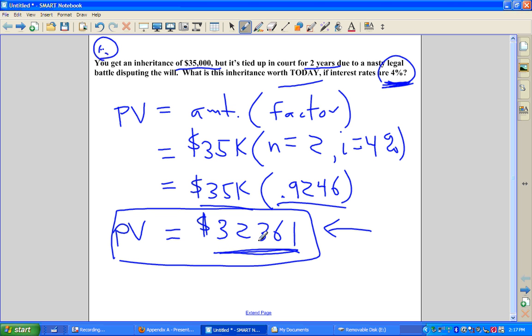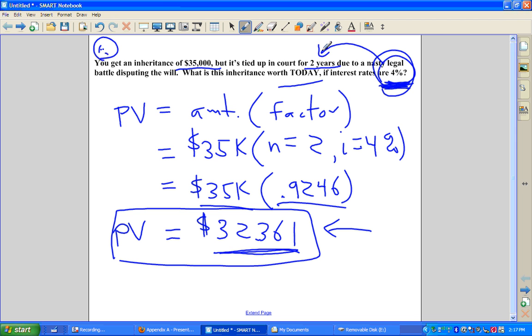What it means is I don't care one way or the other. I would take this money today, and actually if you calculate it, if I invested at 4% over 2 years, it would equal 35,000. Or I'm indifferent, or I don't care one way or the other if I get 35,000 2 years from now, or if I get 32,361 right now. That's what that means. Please understand that if the rates go up, or if the cost of money gets higher, it is more punitive to wait 2 years.